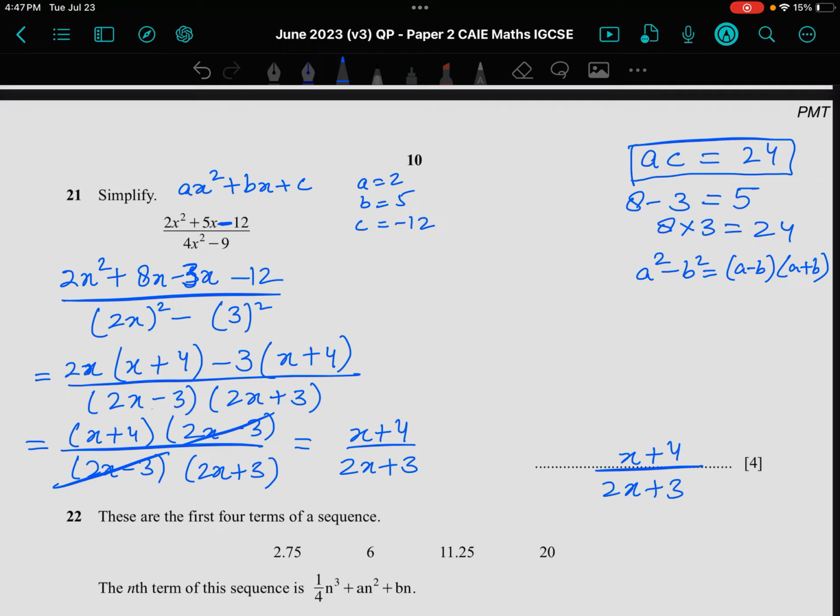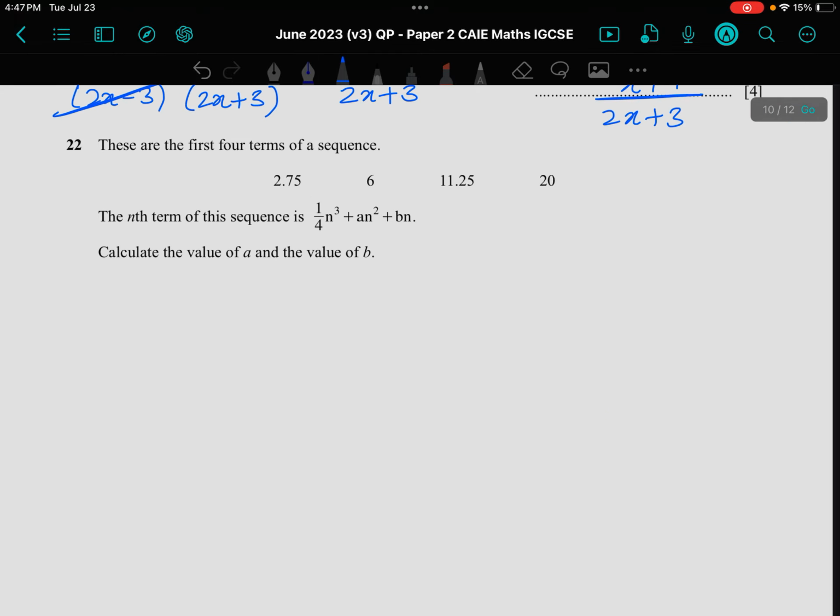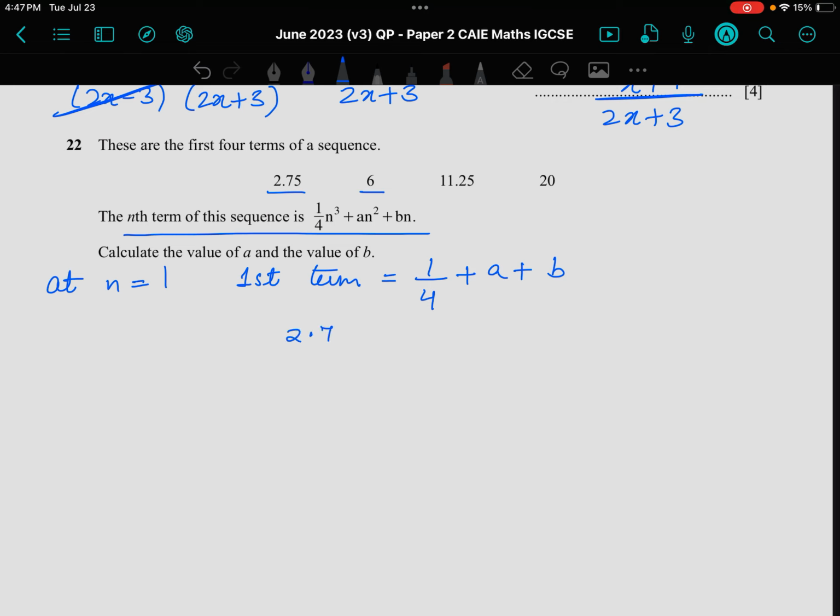Now these are the first 4 terms of a sequence. The nth term of this sequence is 1 upon 4 n cube plus an square plus bn. Calculate the value of a and the value of b. Okay, so this is the nth term of the sequence, and the first term and second term of the sequence are given. So at n is equals to 1, when we put the value of n as 1, we will get the first term. So when we put 1 in place of n, it will be 1 upon 4 plus a plus b, and the first term is given as 2.75 is equals to 1 upon 4 plus a plus b.